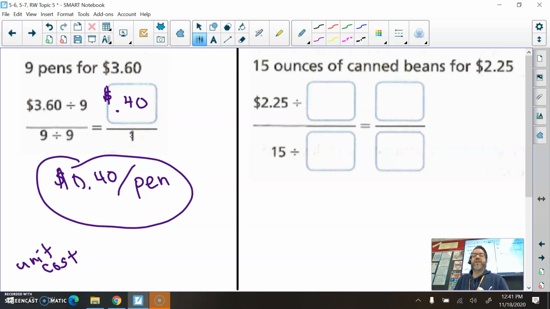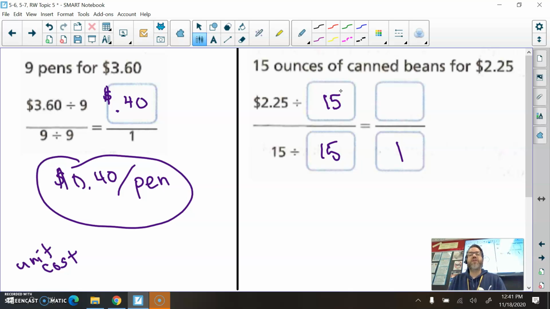All right, let's look at another one here. We have 15 ounces of canned beans for $2.25. And so I want to find out what the price per ounce is. How much does it cost per ounce? So since I know the price goes in the top, remember we always want the price in the top of our ratios. If it's $2.25 for 15 ounces, what would I need to divide by to get to 1 ounce? Well, I'd have to divide by 15. And that'll give me the price for 1 ounce. That means I need to do the same thing to the price, divide it by 15.